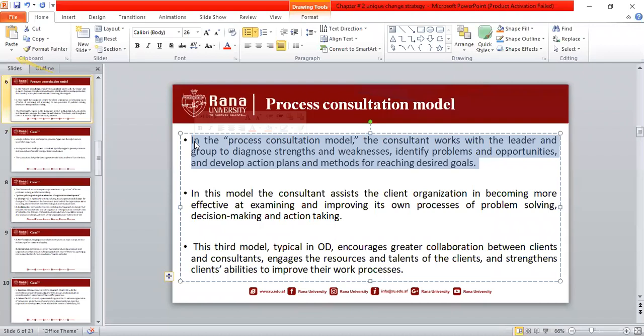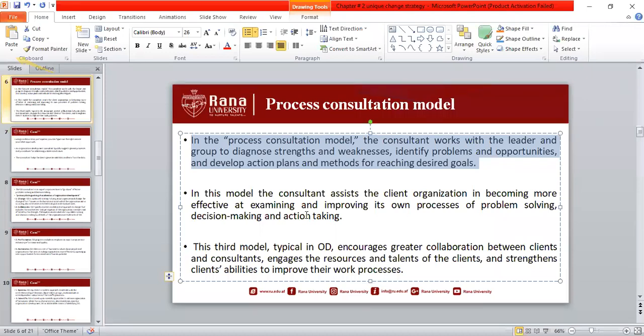Now, as I said, in the process consultation model, the consultant works with the leader and the group to diagnose. Diagnose means to identify the strengths and weaknesses. What are the strengths of the organization? What are the weaknesses of the organization? And furthermore, identifying problems and opportunities. Here, the OD consultant, leader and group jointly diagnose the strengths and weaknesses. Plus, they also identify the opportunities, and they jointly develop an action plan.